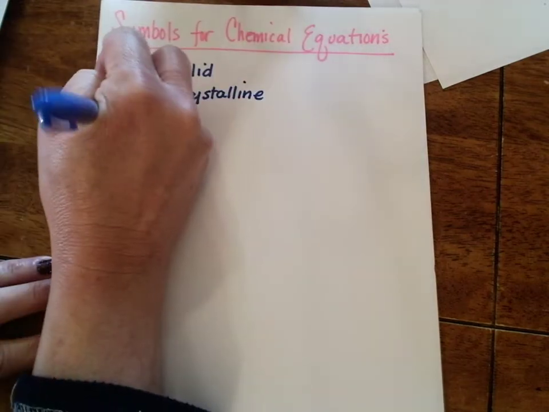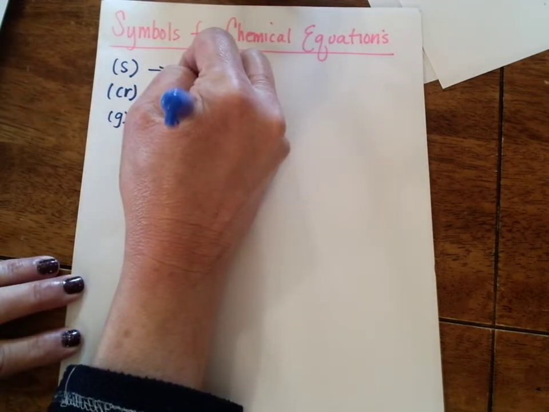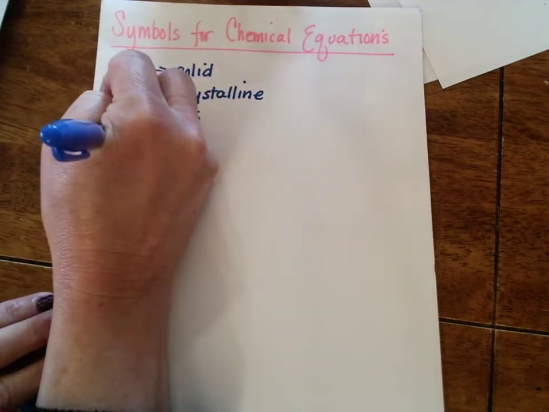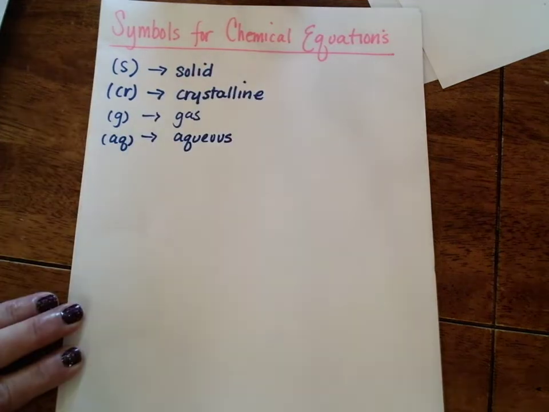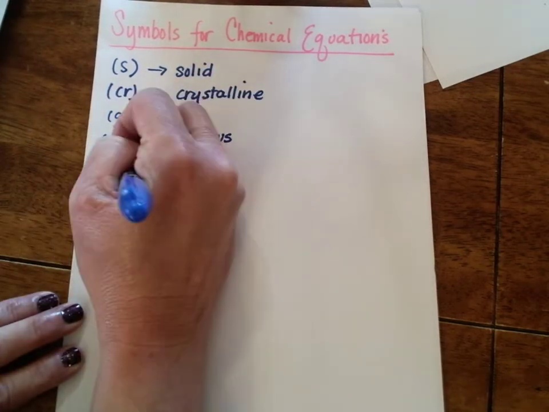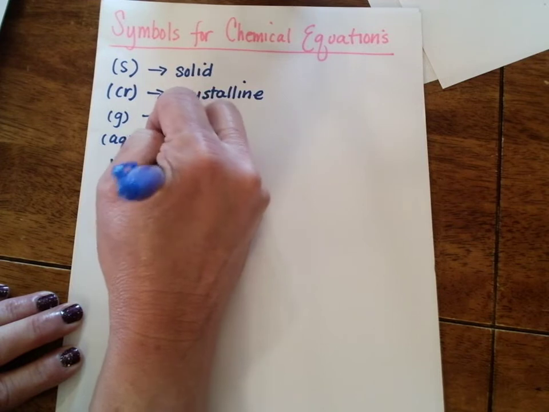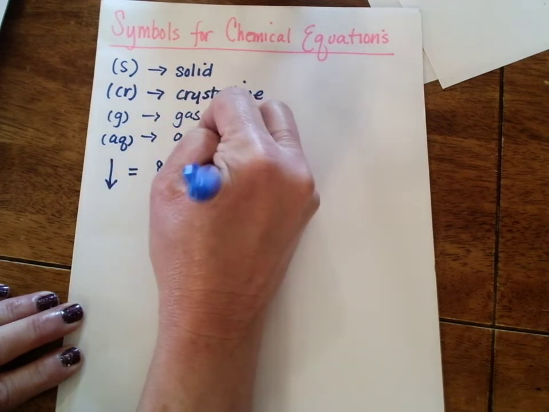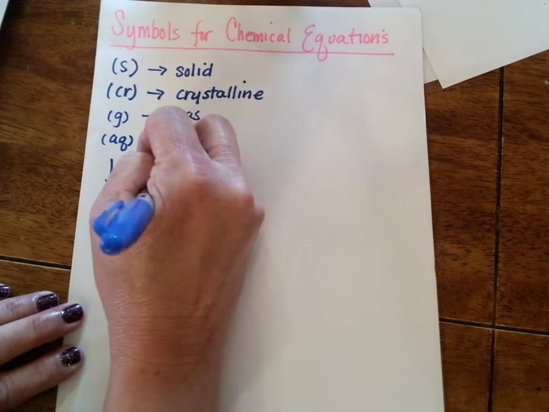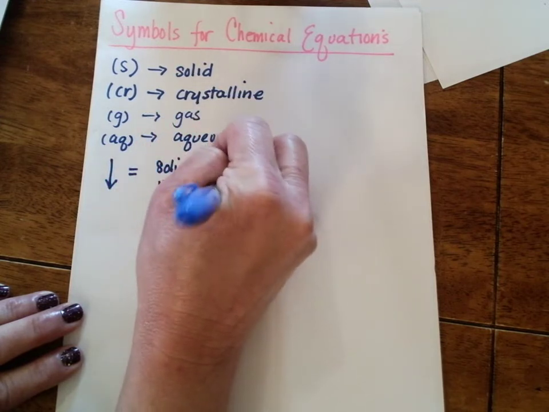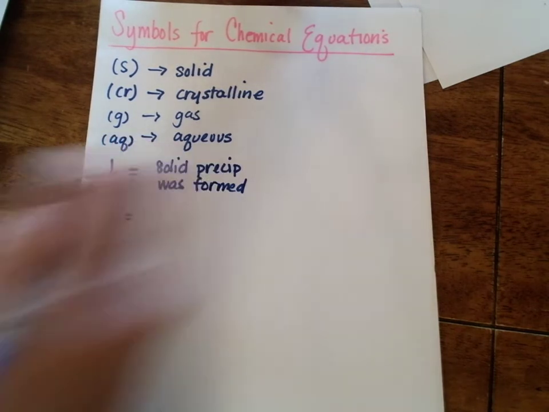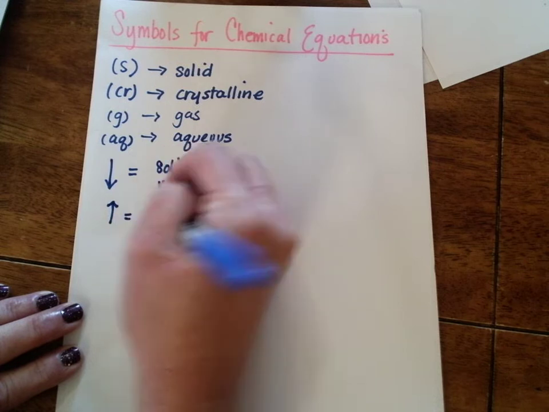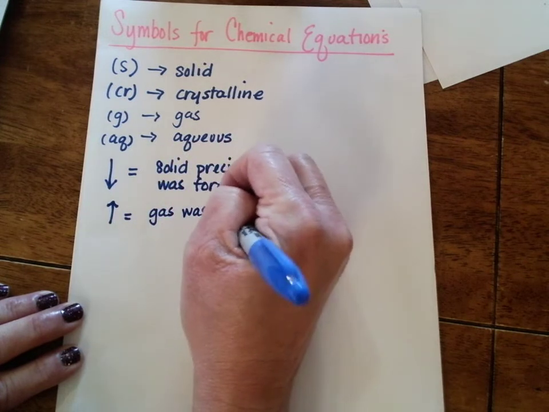Moving down the row, things we've had before. This tells me it's a gas. Have to know these for word equations. The AQ tells me something's aqueous. That means dissolved in water. If you don't know that, you better write it down. If we see a down arrow like that as part of the chemical equation, that tells me a solid precipitate was formed. If I see an up arrow at the end of an equation or within an equation, that tells me a gas was given off.